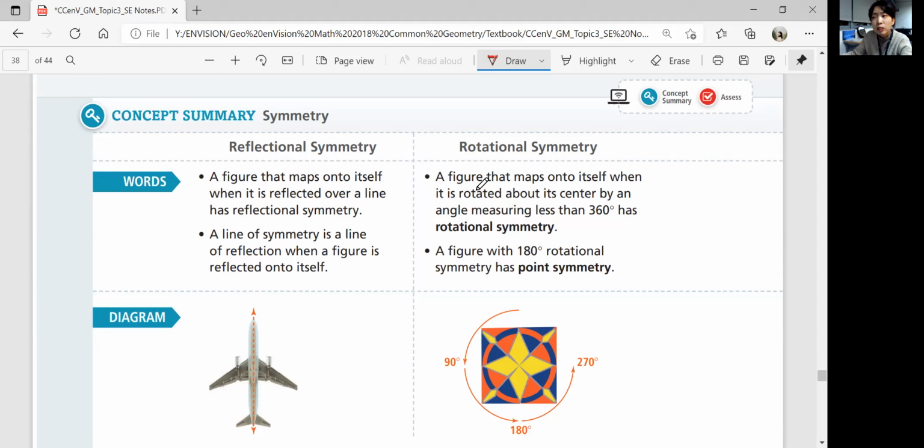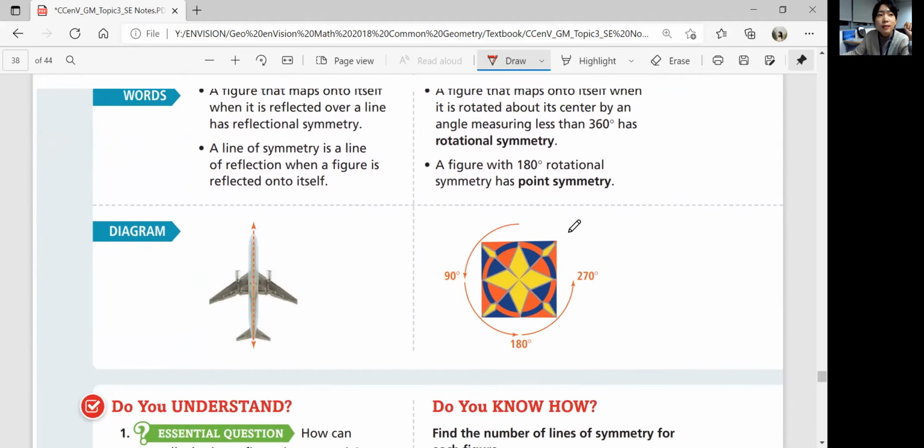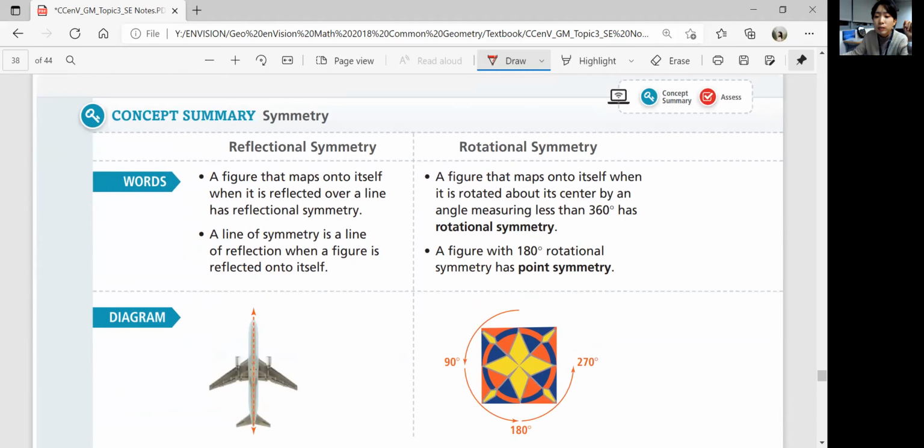And for reflectional symmetry, you have to specify the line of reflection. For rotational symmetry, you have to specify the angle of rotation. All right, that was our last lesson for the topic, which was symmetry.